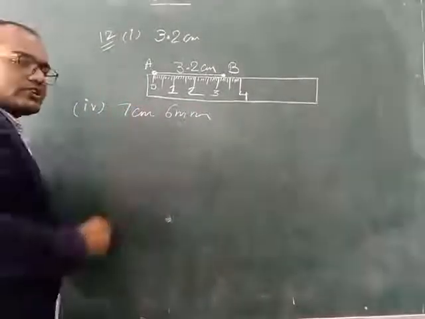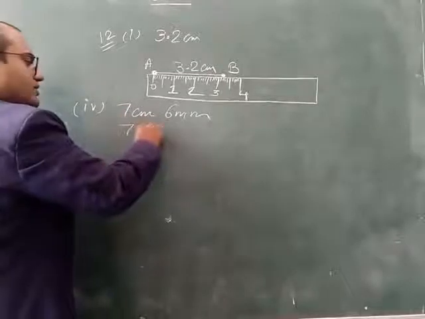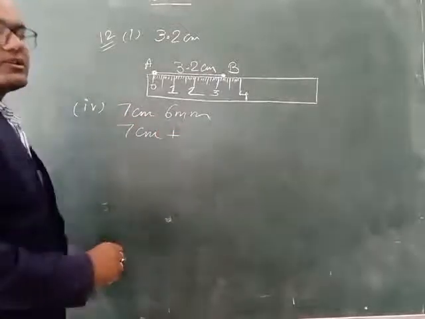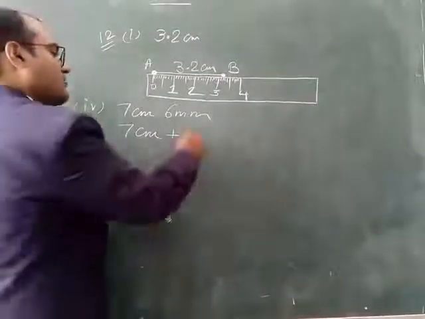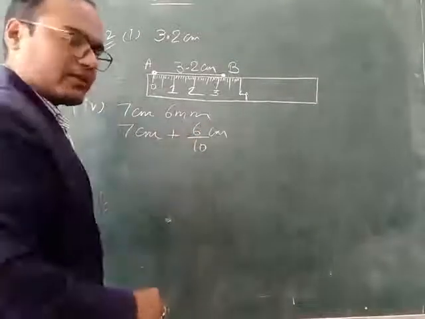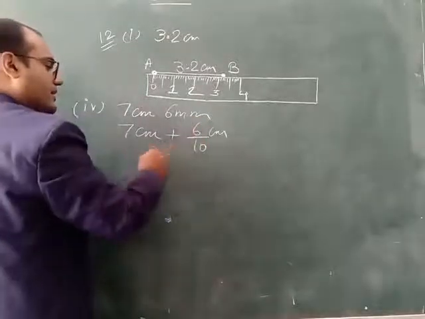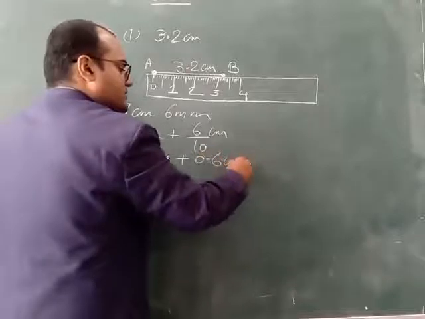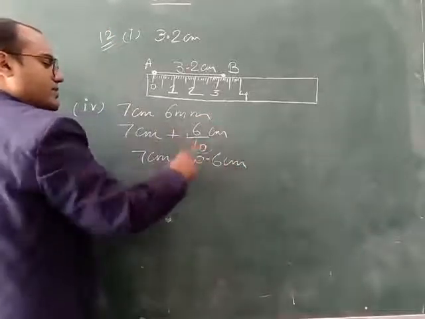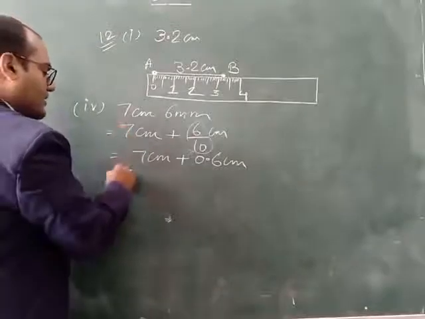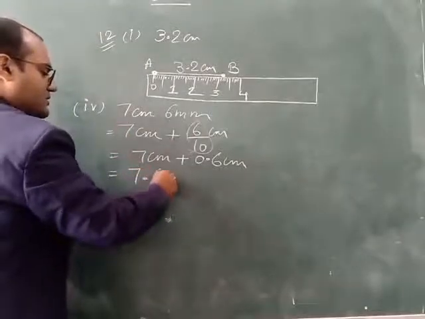First of all we will change it. 7 centimeter we will write as it is, plus 6 millimeter we will change to centimeter. Then we have to divide it by 10, and this will convert into centimeter. Now we will divide it by 10. The answer will be 7 centimeter plus 0.6 centimeter. When we divide it by 10, we get 0.6. On adding them, we get 7.6 centimeter.